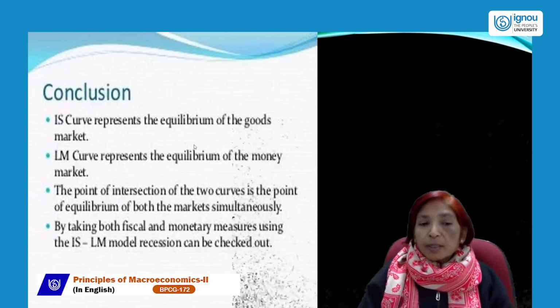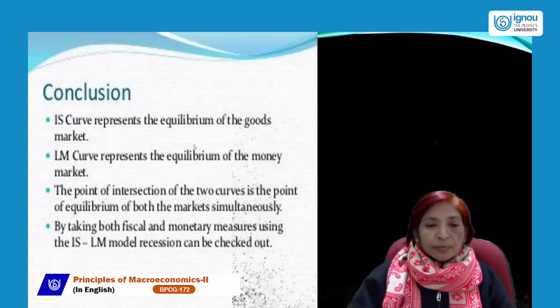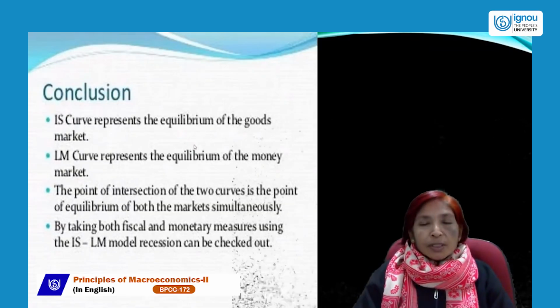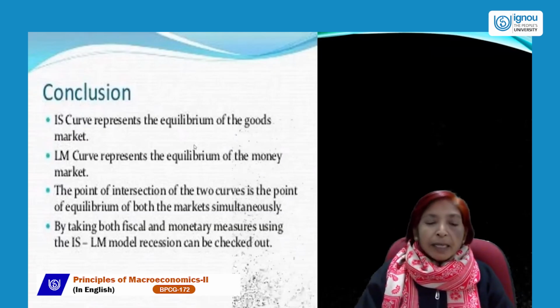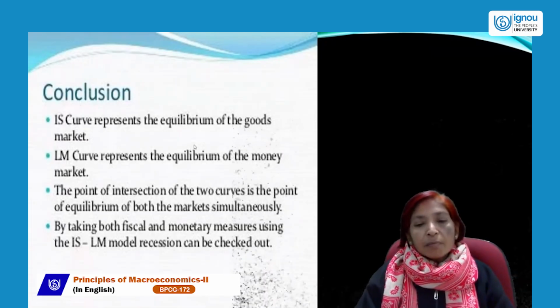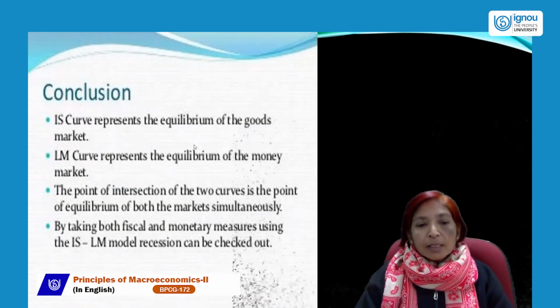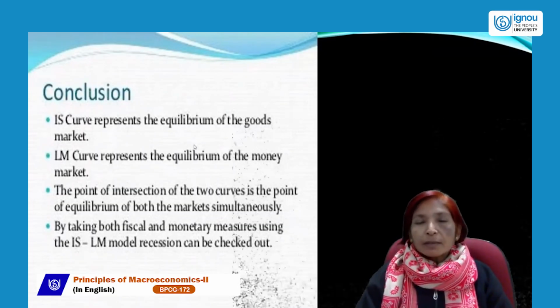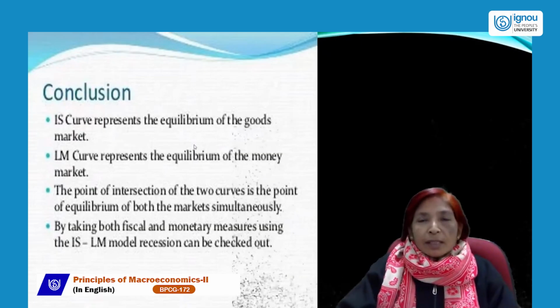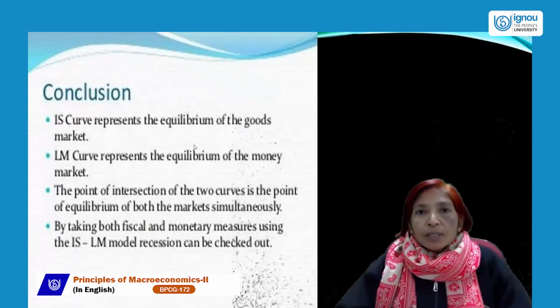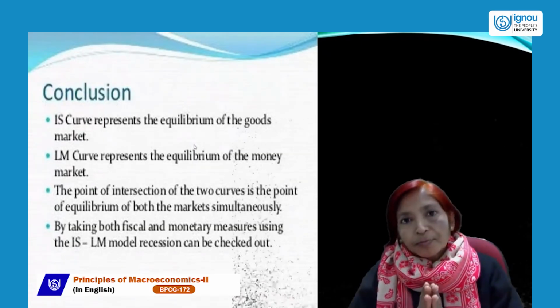And the point of intersection of the two curves always shows that both markets are in equilibrium. And by taking fiscal and monetary measures using the IS and LM model, recession can be checked. So in today's session, we have discussed the IS and LM curves.